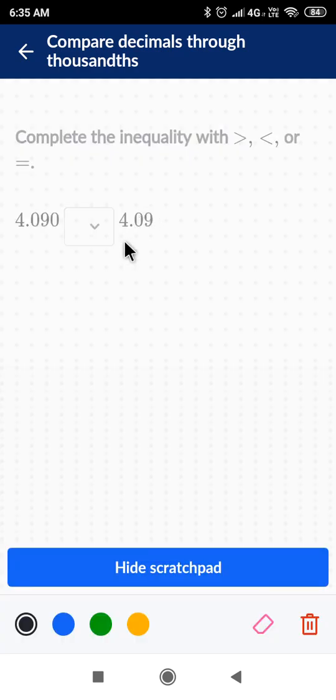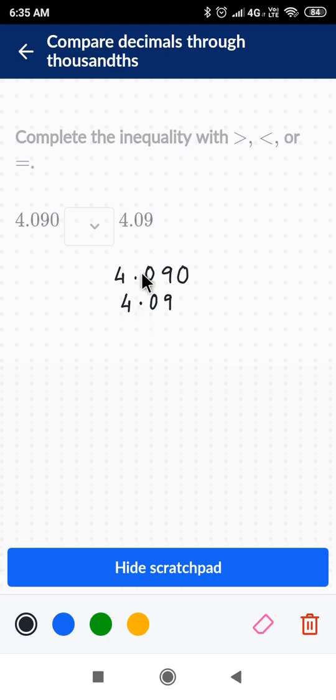So the comparison ends there and the answer is 2.71 is smaller than 8. We will write the two numbers. 4.090. The second number is 4.09. Always remember that the decimal numbers have to be vertically aligned.